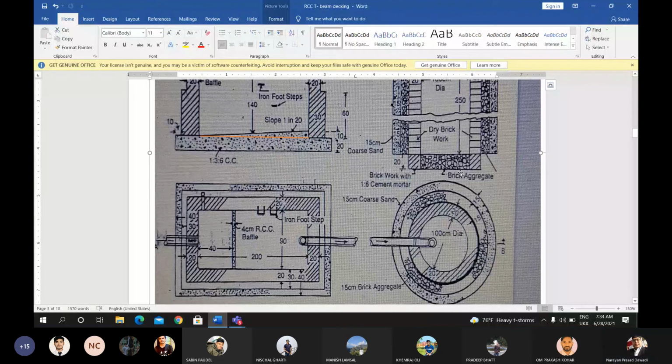And the diameter of this lower portion is 100 plus 20 plus 20, which is 140 centimeter. That is 1.40 meter. Then you have to excavate the larger trench from this to this, up to this height.